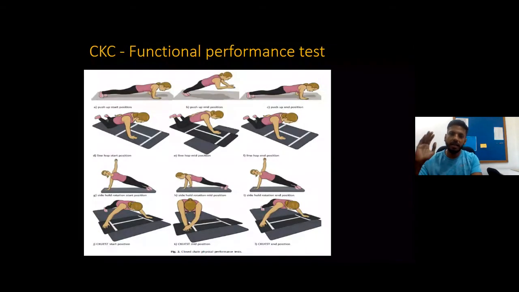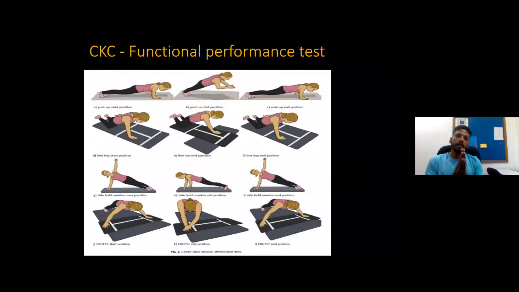Not enough. We also have to perform certain closed kinetic chain functional performance tests. For example, push-up clap, and there is a hop start position and hop tests for the upper extremity, for the upper quarter. Then there is side hold rotation, that is a side plank associated with rotation movement, and the closed kinetic chain upper extremity stability test, CKUEST.